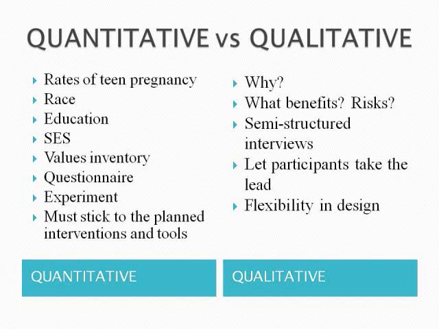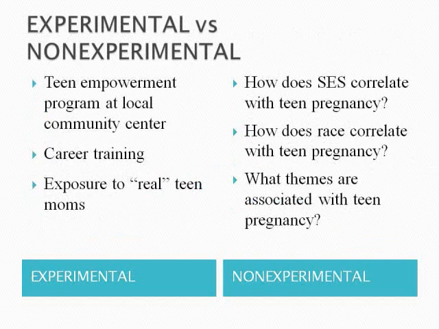We could study the issue qualitatively. We would be asking questions like why? Why did you get pregnant? Why did you not get pregnant? What are the benefits that you see from being a teen mother? What are the risks associated, or what are the bad things associated with being a teen mother? We'd be doing semi-structured interviews. We would let the participants take the lead. We'd let them brainstorm. We wouldn't have a preset agenda for what the answers are going to be. And there's some flexibility in the design. We can change things as we go along.